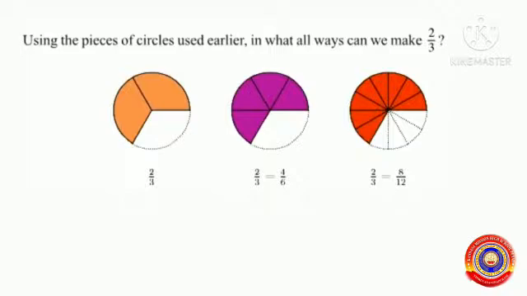The third circle is divided into 12 equal parts and the shaded portion is equal to 8 by 12 part of the whole circle. This 8 by 12 part is equal to 2 by 3 part of the first circle. That means 2 by 3 is equal to 8 by 12. Therefore, we can say that 2 by 3 is equal to 4 by 6, that is equal to 6 by 9, that is also equal to 8 by 12.